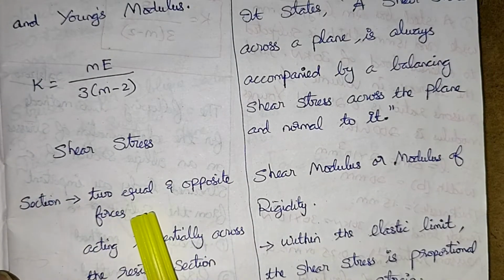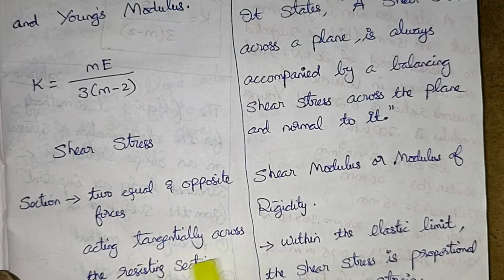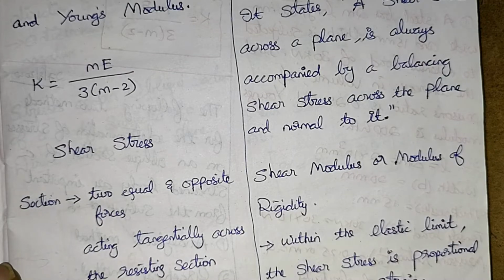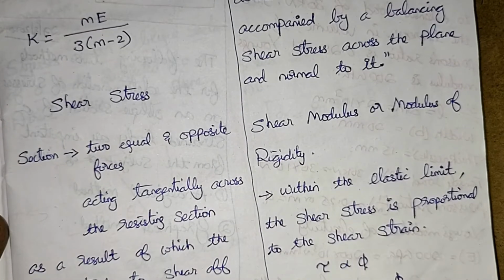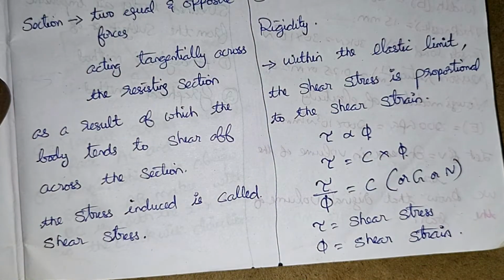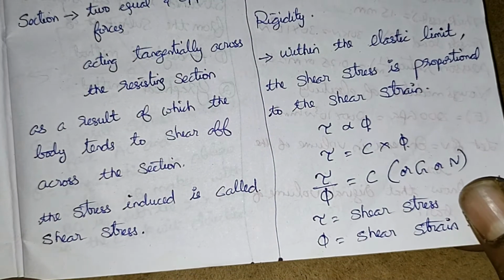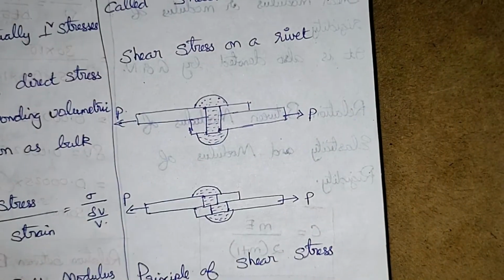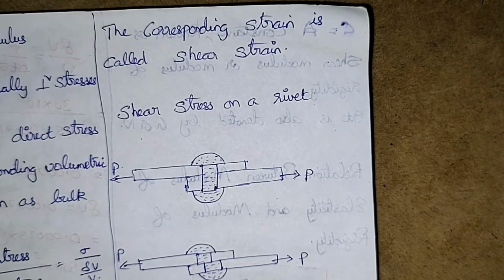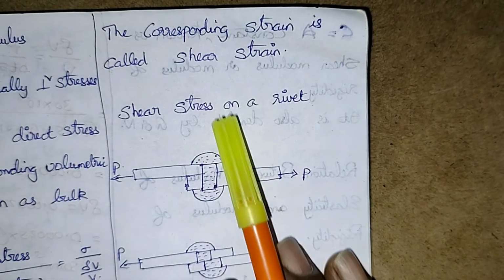In a section, two equal and opposite forces act tangentially across the resisting section, as a result of which the body tends to shear off across the section. The stress induced is called shear stress. Now we have the diagram. The corresponding strain is called shear strain.